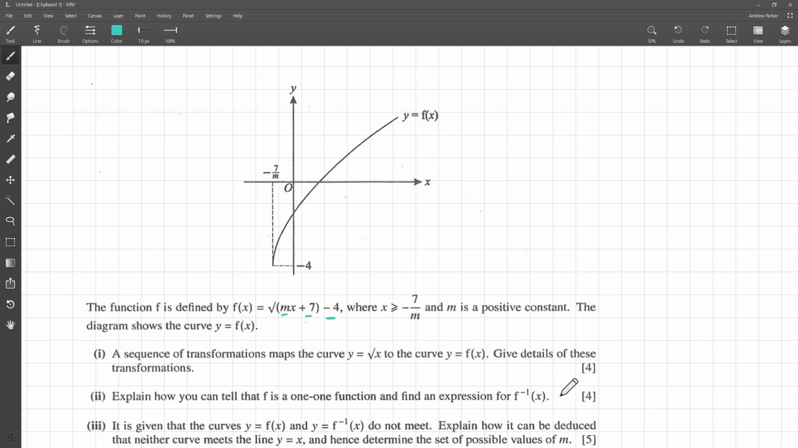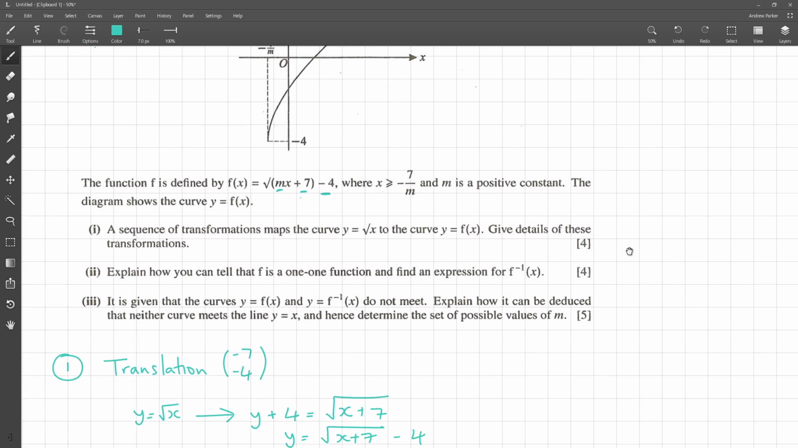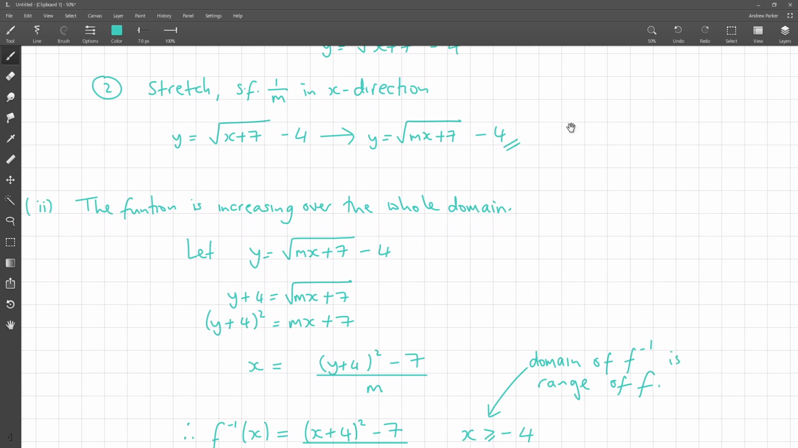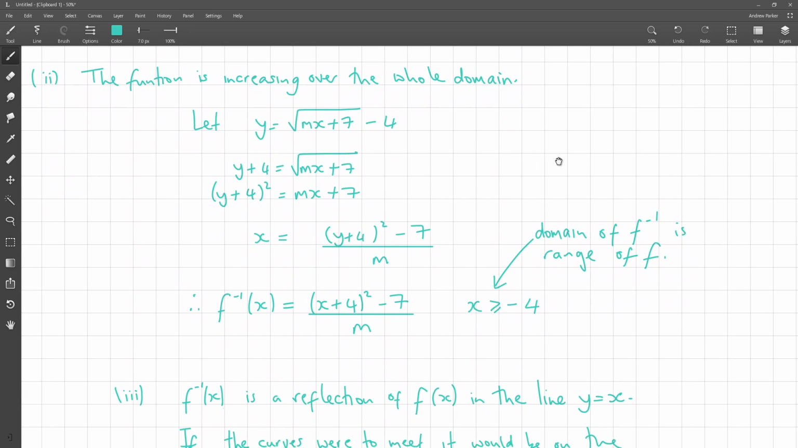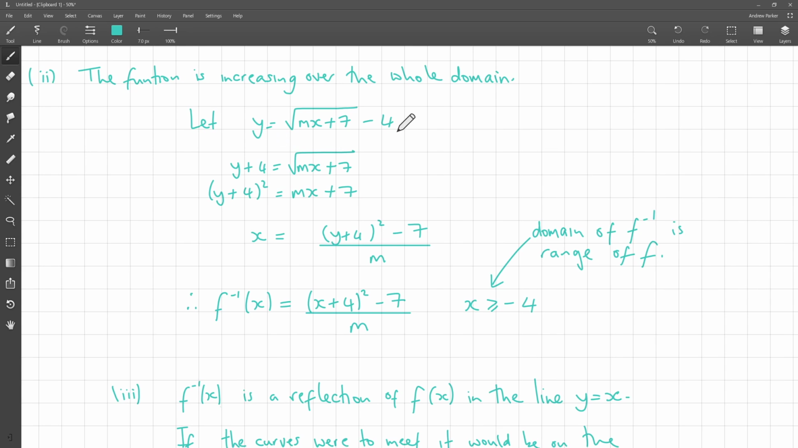We also need to find an expression for the inverse function. That's relatively straightforward. It's something you've been doing since GCSE. Let y equal your function, do a little bit of rearranging, and you end up with your inverse function. I've added a little extra bit that's not in the mark scheme here, that does tend to be in the mark scheme on questions in the new spec.